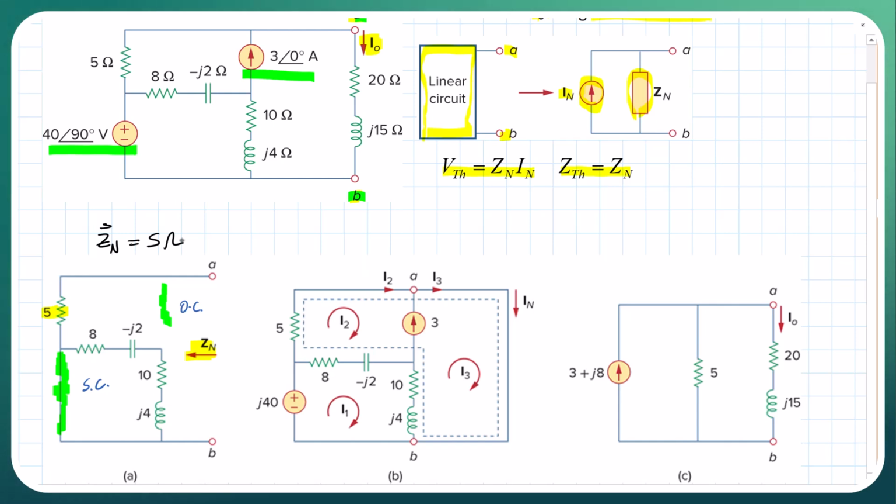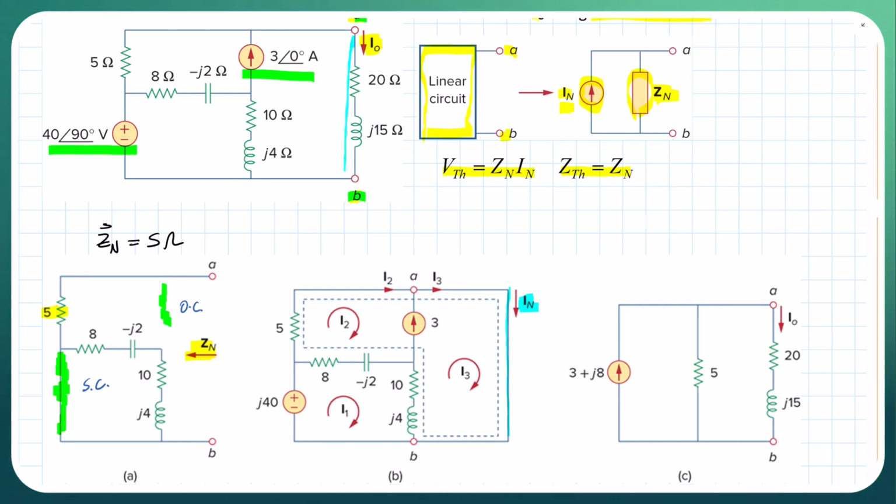So essentially we've gotten our Zn here. Now we need to figure out what our IN is, our Norton current. To get the Norton current, we need to short circuit A to B, and then we can apply mesh analysis. When we short circuit A to B, we get this line, and this is what the circuit becomes. A couple of things to notice: we can do mesh analysis here, so we have I1, I2, and I3. However, we have this current source here.